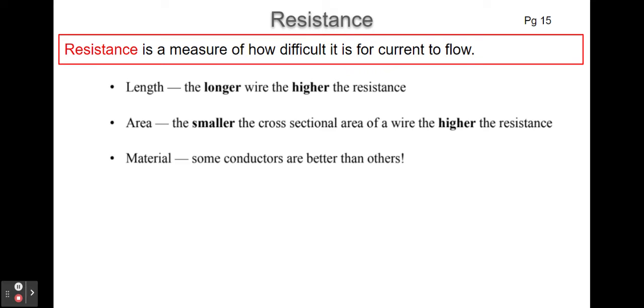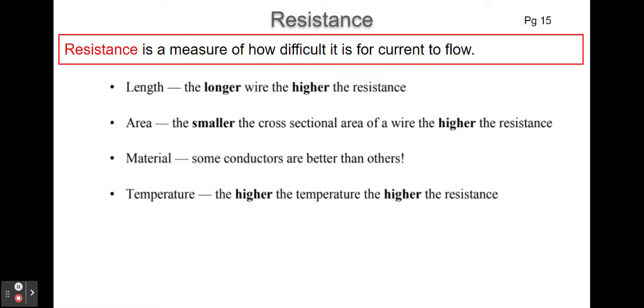The material. Some conductors are better than others. The temperature. The higher the temperature, the higher the resistance. Or indeed, the lower the temperature, the lower the resistance. And in theory, if we could reach a temperature of 0 Kelvin, absolute zero, then the resistance of a metal would tend towards zero. It would be what we would call a superconductor, in that current could pass through it with no resistance.